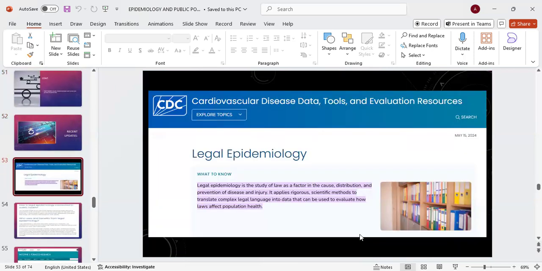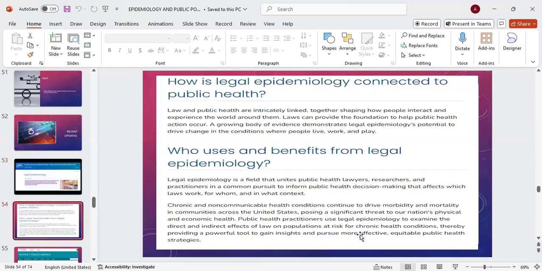According to CDC, what is legal epidemiology? Legal epidemiology is the study of law as a factor in the cause, distribution, and prevention of disease and injury. It applies a rigorous scientific method to translate complex legal language into data that can be used to evaluate how law affects population health. How is legal epidemiology connected to public health?